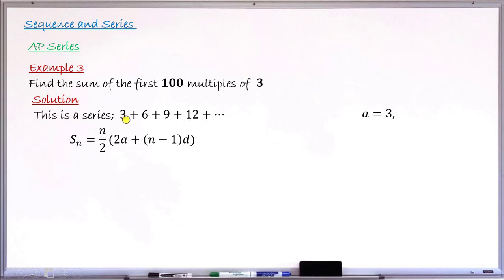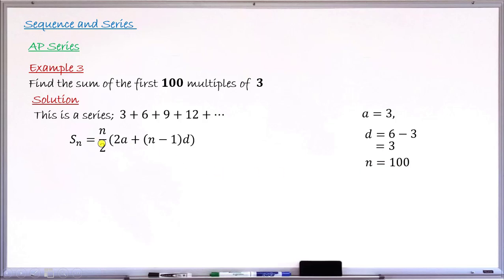The next is the common difference, where we take any two successive terms and subtract. Subtracting 3 from 6 gives you 3. So if you have multiples of 3, the common difference is nothing but 3, because addition of 3 all the time gives you the next multiple. So your d is 3. Next is n. We are asked to find the sum of the very first 100 terms. So n is equal to 100.